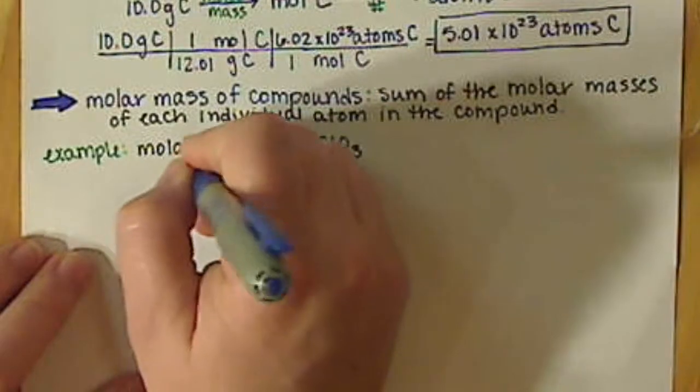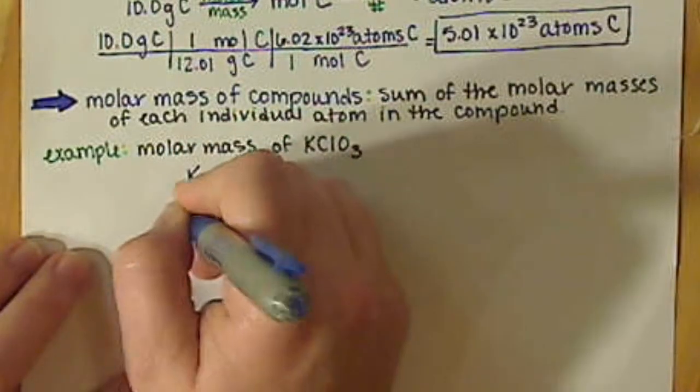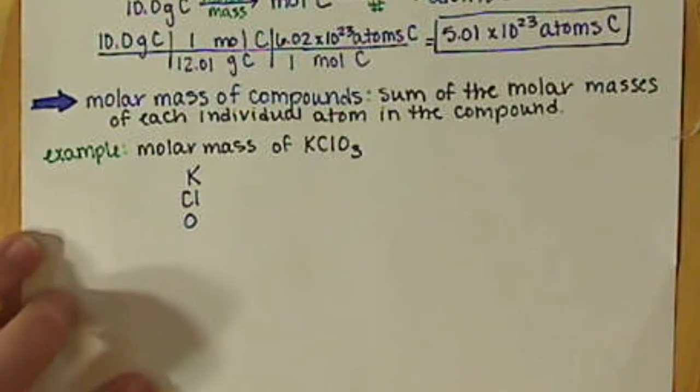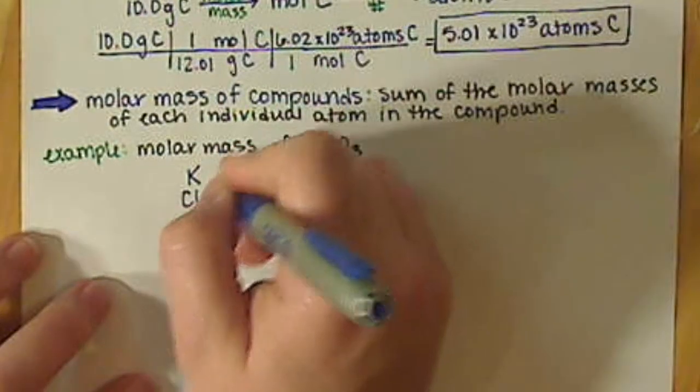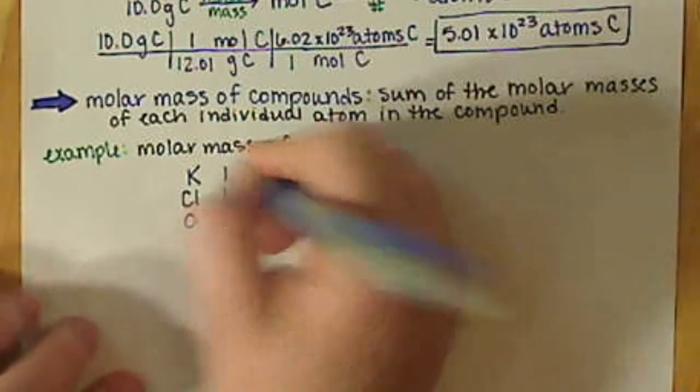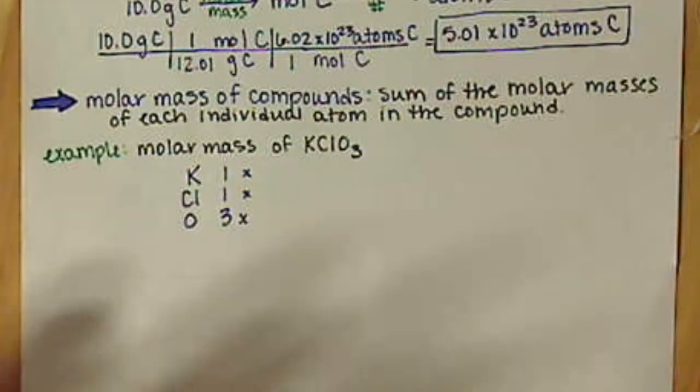What I like to do is just make a list. So we have K, Cl, and O. We have 1 potassium, 1 chlorine, and 3 oxygens. And we want to multiply that by the molar mass of each of those individual elements.